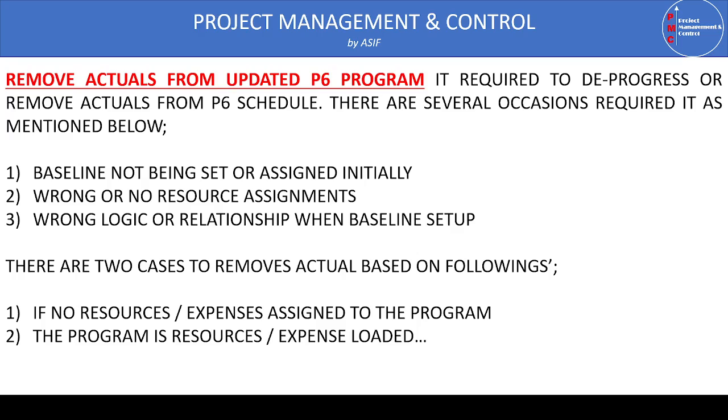The other case is that the program is fully loaded, meaning its expenses and resources are already assigned. In this case, when the program is resource and expense loaded, we are going to use the global change tool. And the global change tool, as I explained in some of my previous videos, is a very dynamic and very helpful tool for the planning engineer, which is used to implement some calculated changes in the program of the works. So to remove the actual data from the updated program, we are using the global change technique.